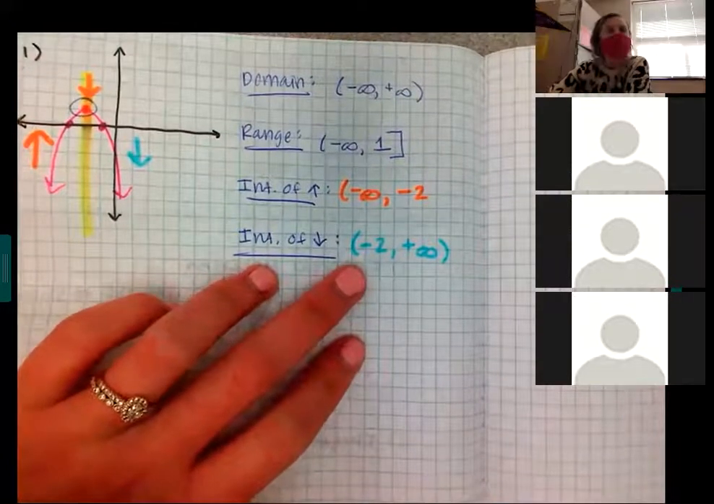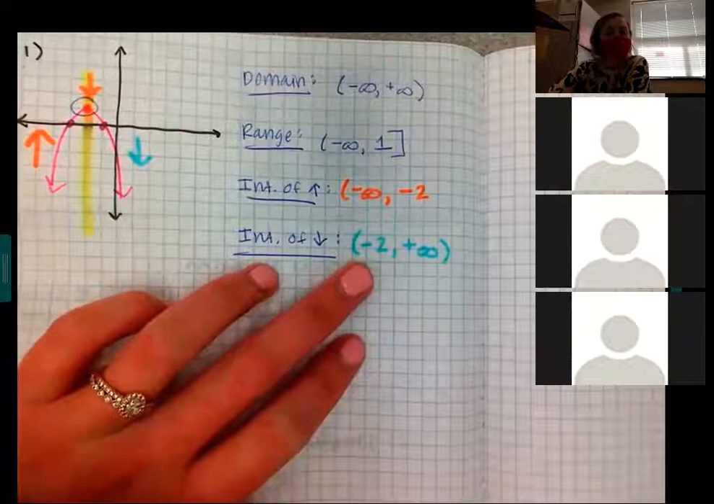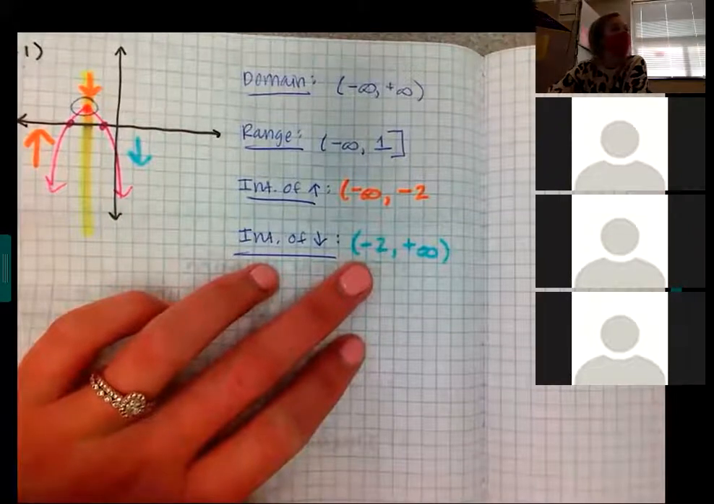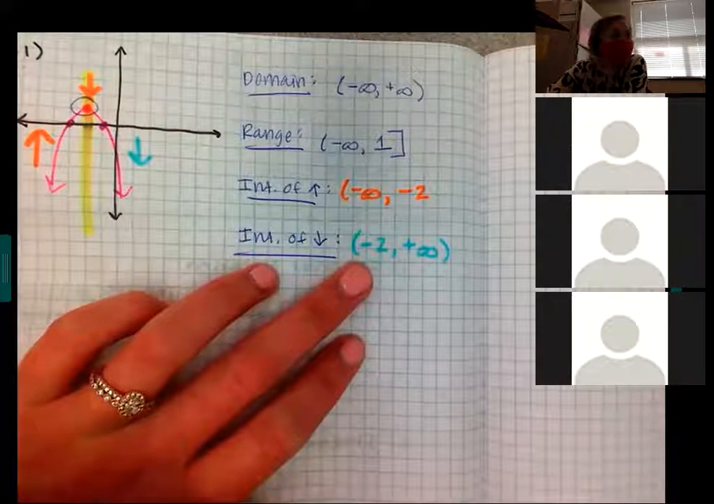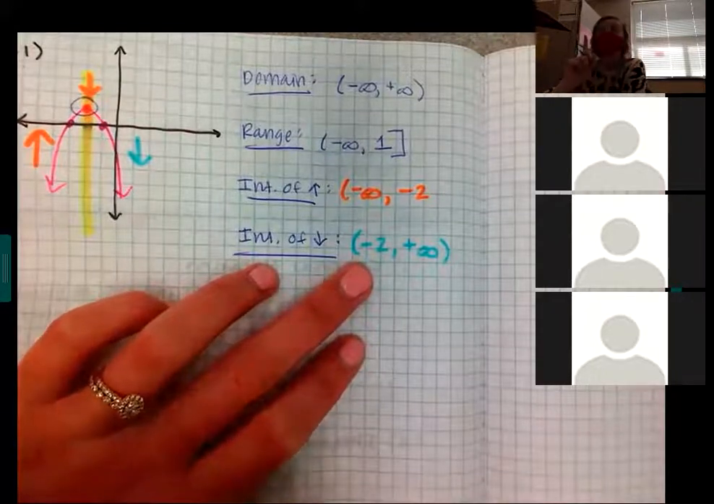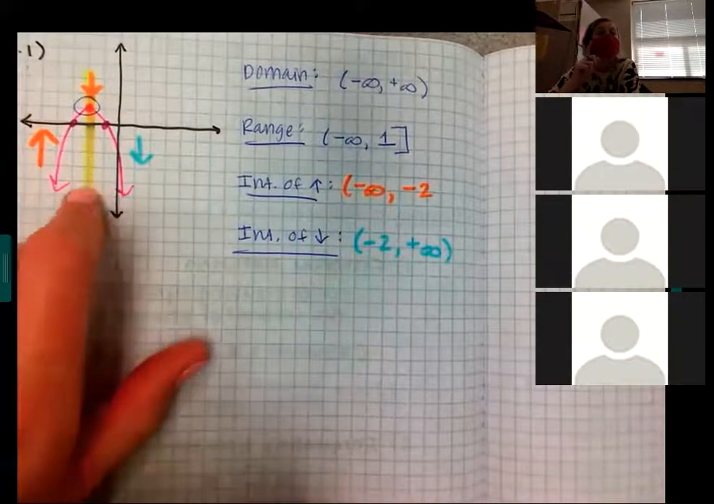Now, does everybody see how I put not a bracket, a parenthesis with -2? Anybody want to guess why? The point is on the axis of symmetry. Think about that roller coaster like I just told y'all.